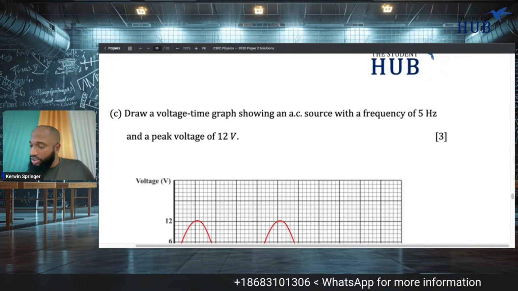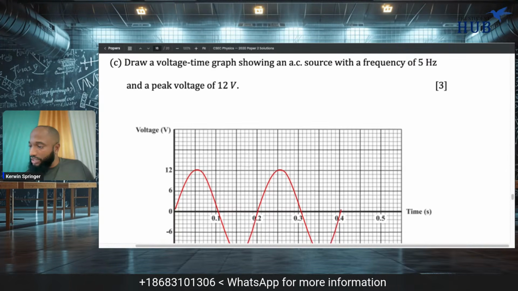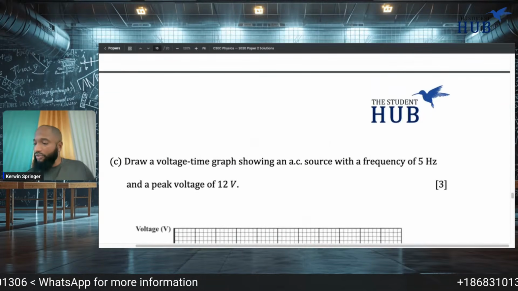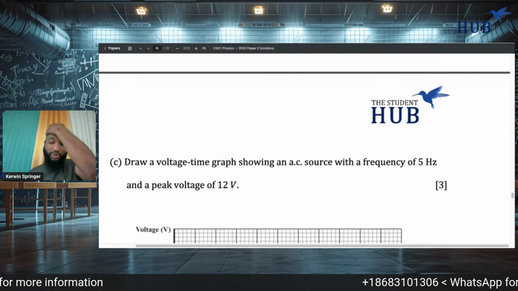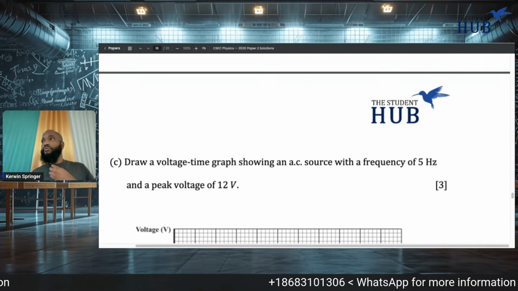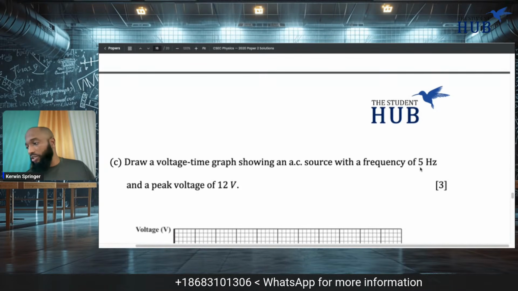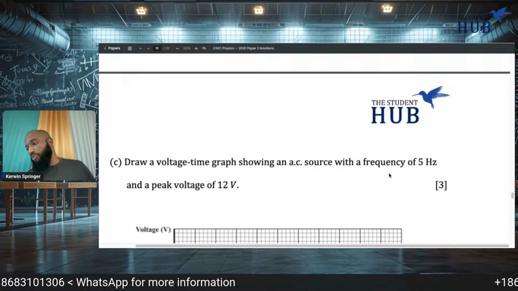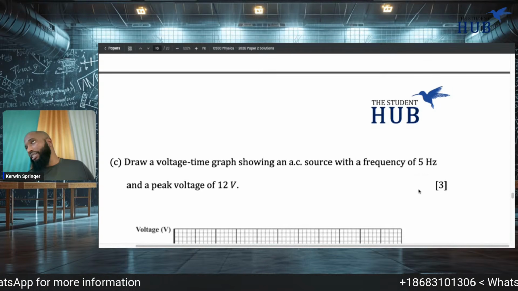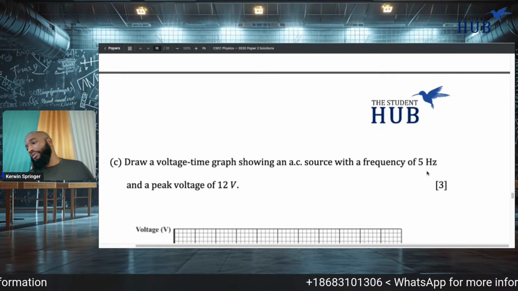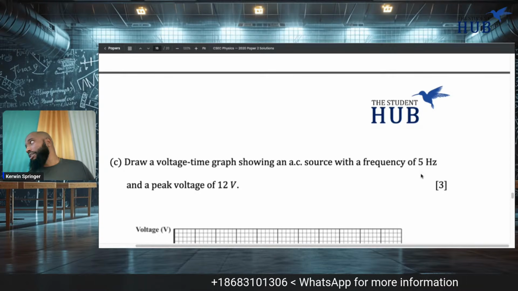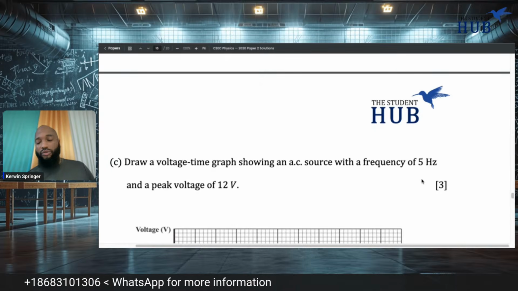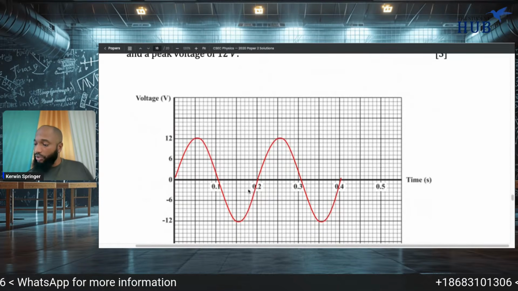Draw a voltage-time graph showing an AC source with 5 Hertz and a peak voltage of 12. So if they give you this, what is something that you'll need to calculate to be able to draw this graph? The period. And how would you work that out? 1 over the frequency. So period is 1 over frequency. So the period in this case will be 0.2. 1 over 5, right? So that's how I got 0.2 here.